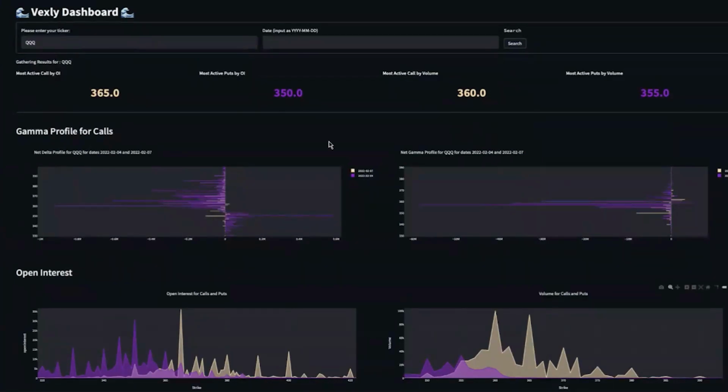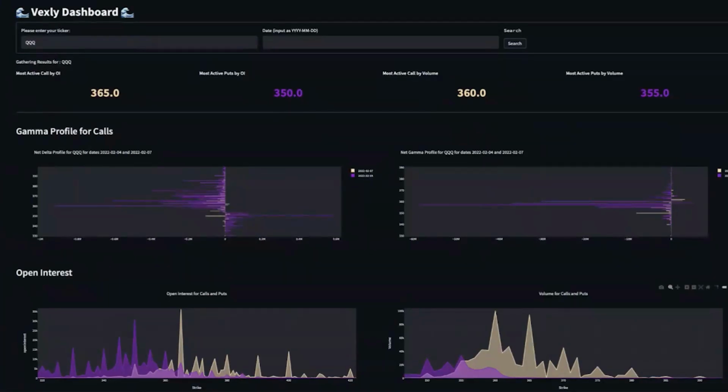So this is just the dashboard that I created. This is sort of the first iteration. I don't really look at the scorecards. I think I just left that for end users to have a quick view of where calls are by open interest on the left. So most active call, most active put, most active volume, call and put as well. But the main key parts are the delta profile and the gamma profile.